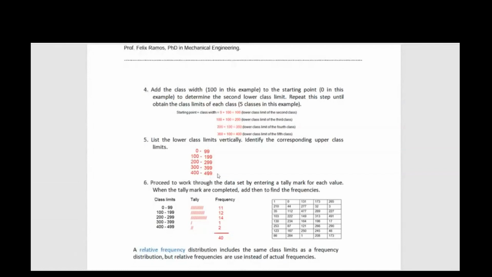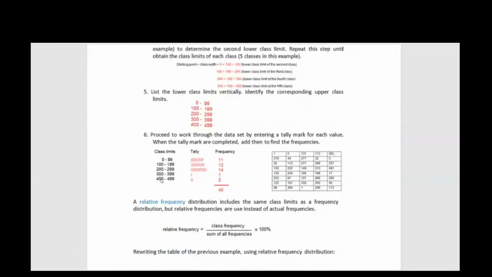After that, you will just put in a column your class limits, and you will make a tally, to count how many of the values of your data set are lying in each class limit. So I can see that, for example, between 0 and 99, I have 11 values. So the frequency for this class is 11. So that means that 11 numbers in my data set are between 0 and 99. 12 numbers in my data set are from 100 to 199. 14 numbers in my data set are from 200 to 299. One number is between 300 and 399, and two numbers are from 400 to 499.